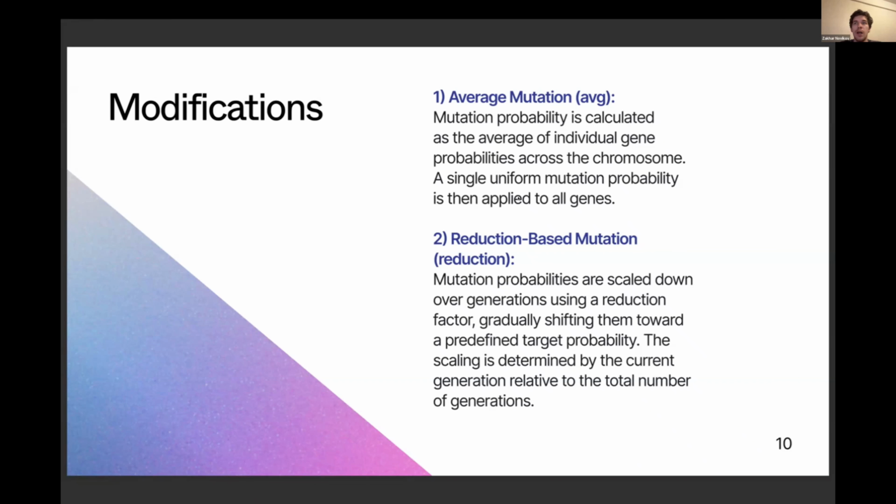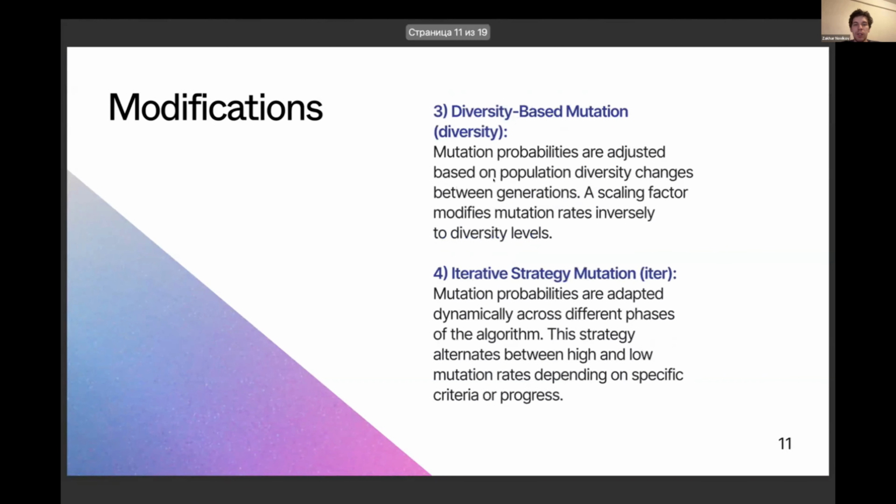The second approach was when mutation probabilities are scaled down over generations using a reduction factor. This gradual shift moves the probabilities toward a predefined target probability. The scaling is determined by the current generation relative to the total number of generations. Later generations are more likely to use the target probability.